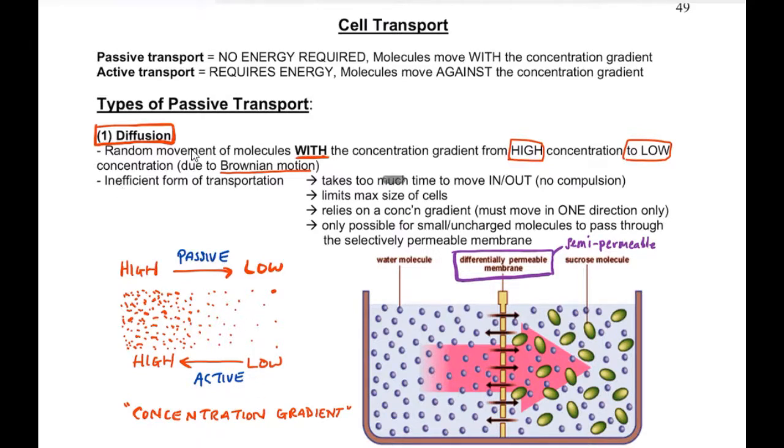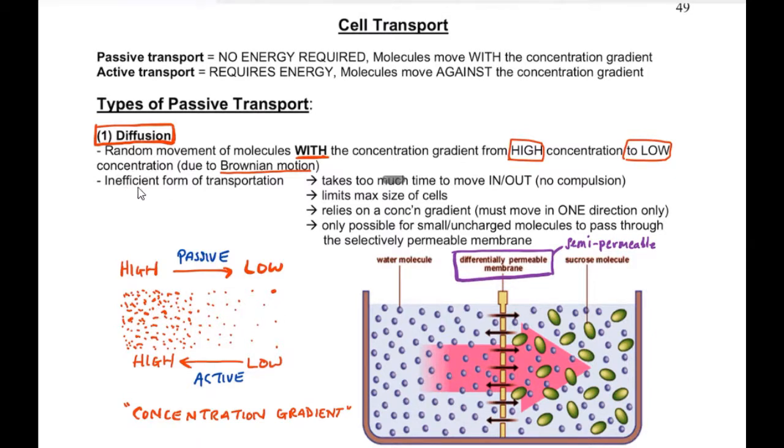Specifically, this type of passive transport, where it's going from high to low without any compulsion, is called diffusion. It's based on the random movement of particles. So not every particle in the high area is headed towards the low. Some of them could be headed back towards high. It's just random which direction they're going. It's just that overall, if you give it enough time, you will see it eventually spread out evenly in the container.